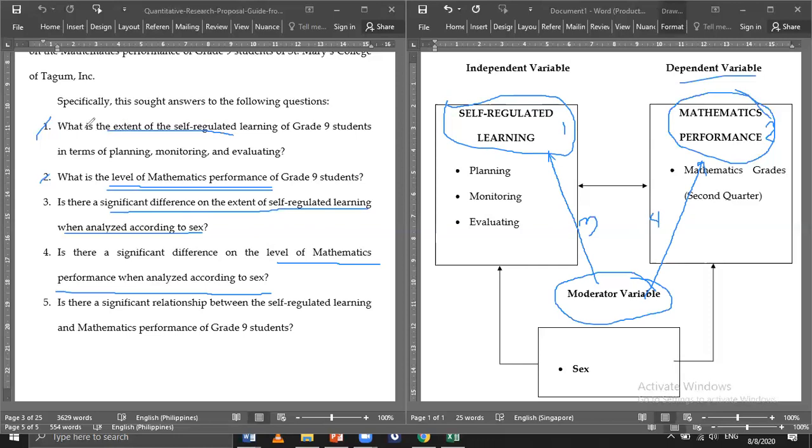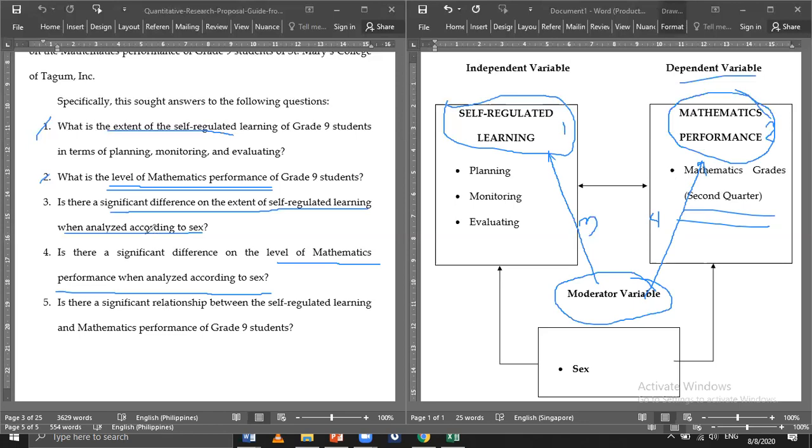First, she just wanted to know, number 1, the extent of self-regulated learning. Do these students really self-regulate their learning or not? Do you self-study or not? Do you regulate your learning or not? That's the question that she wanted to answer. Second, level of mathematics performance. She just wanted to know the grades of the students because those are the indicators. She just wanted to know the performance of the students in mathematics.